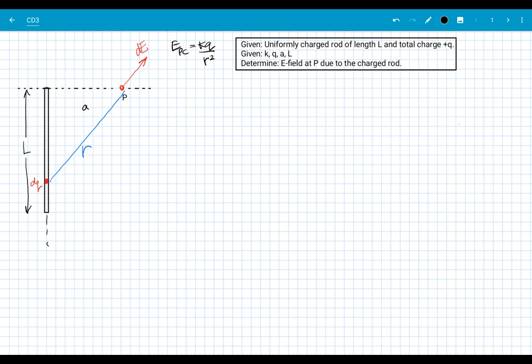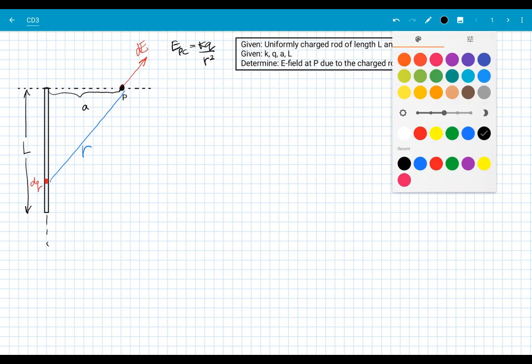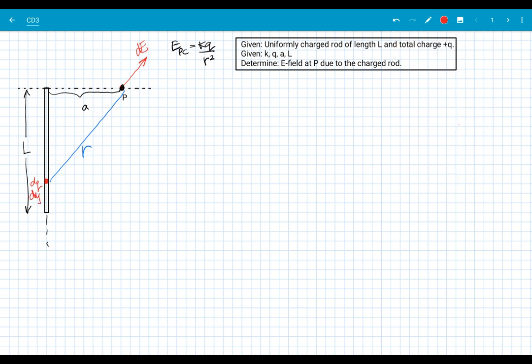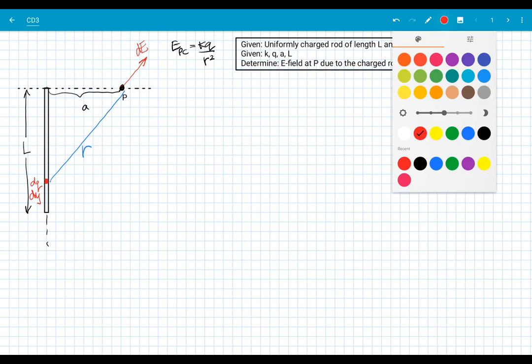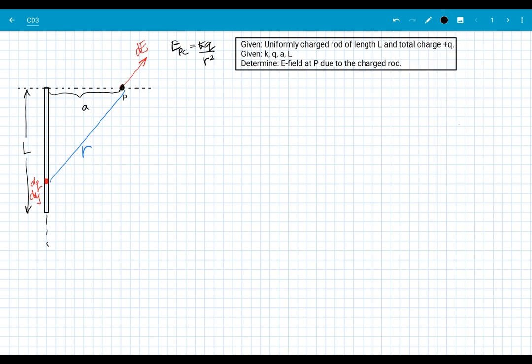And my a is, of course, just this distance here, the distance that point P is away from the end of the rod. Notice that dQ also has some length to it, which in this case I'm going to call dy since it's along the vertical. I'm going to put in a coordinate system here, where I will have positive y upward and positive x rightward. I'm saying that the origin is right here. That's my 0, 0 right there.